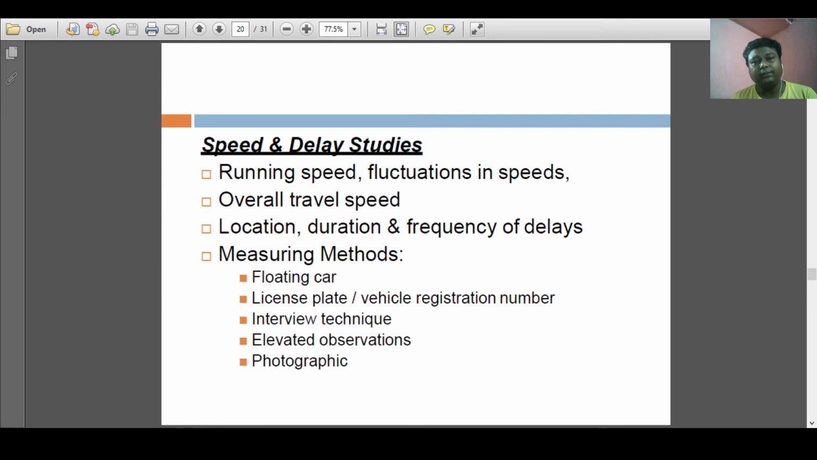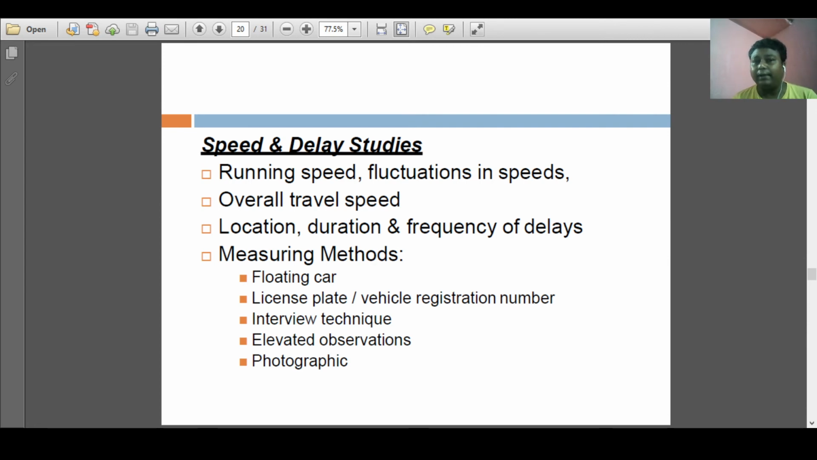The running speed, the fluctuation in speed, the overall travel speed, location, duration, everything depends on the speed and the delay. Suppose in a particular location the speed today at 10 a.m. will not be the same at 11 a.m. So that speed will be something different based on the location, the situation, the frequency, and some special activities.